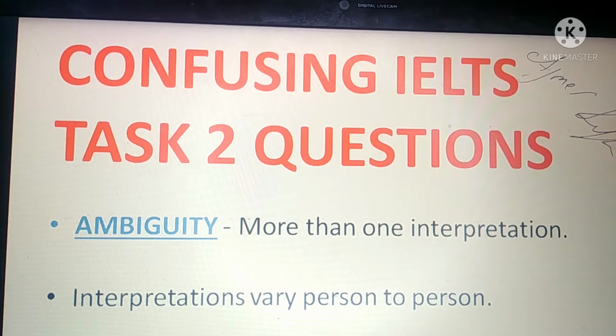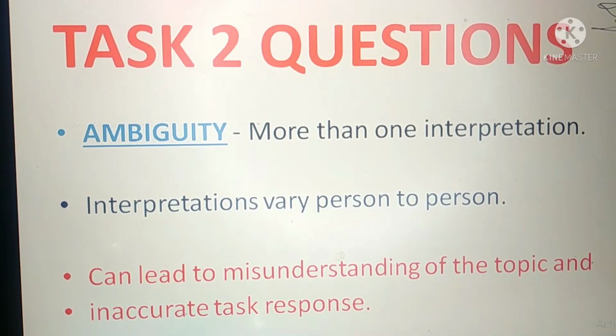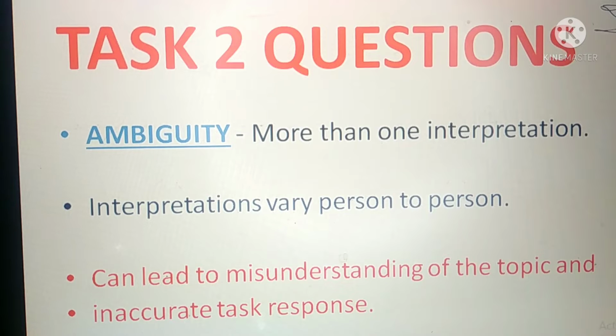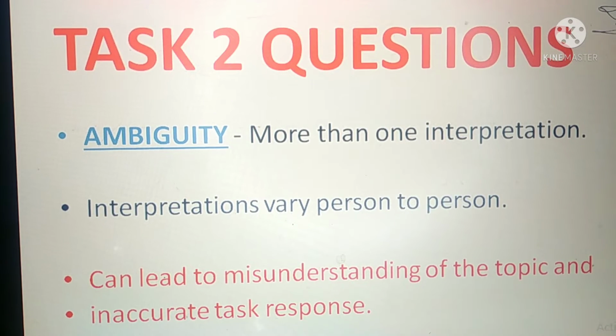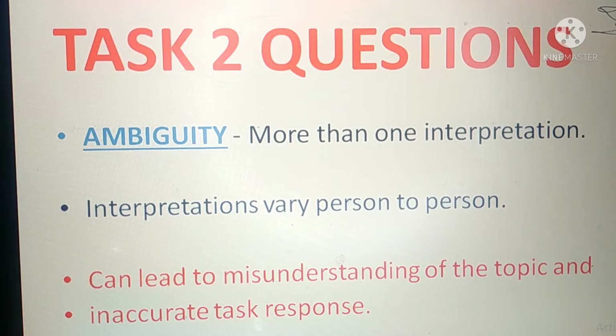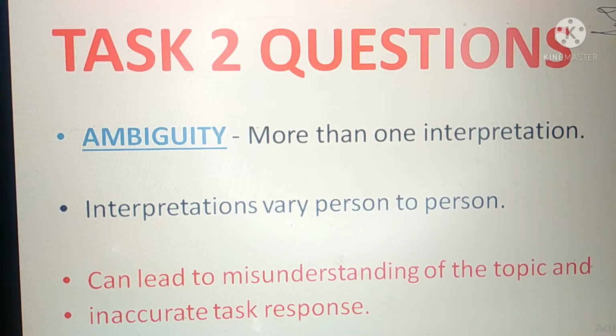It means we don't get the exact idea of what we have to write. The interpretations will vary from person to person. One person is interpreting it in one way and the other person gets a completely different meaning than the first person, right? And when there is ambiguity, we don't have clarity about what is demanded from us, what the task response should be, or what the requirement of the question is, what we need to write in the answer. We are confused about the exact meaning of that question statement.